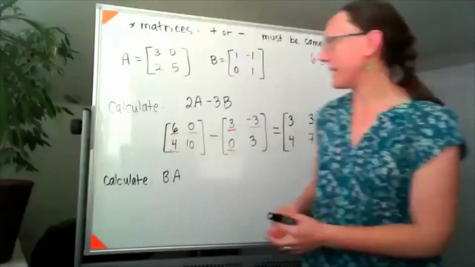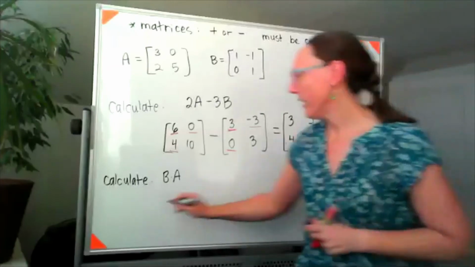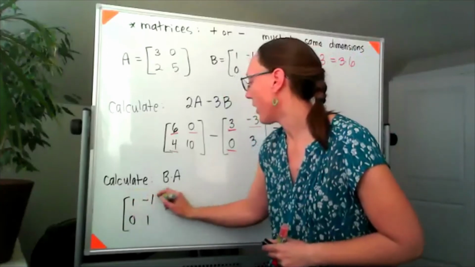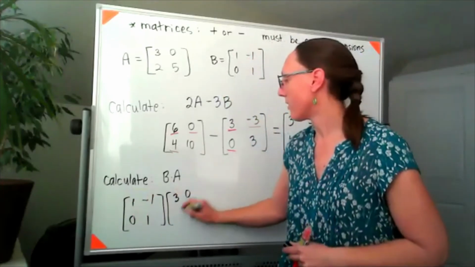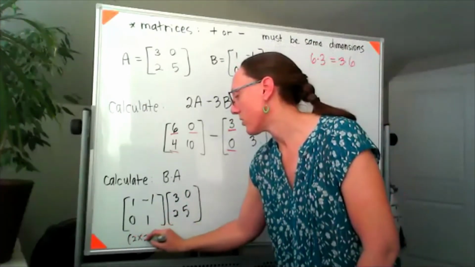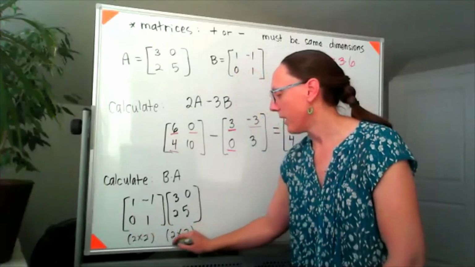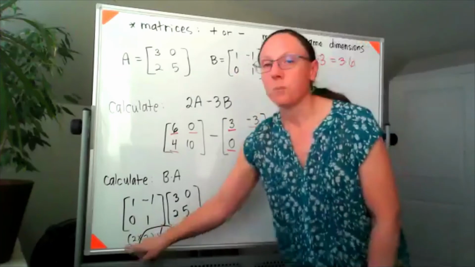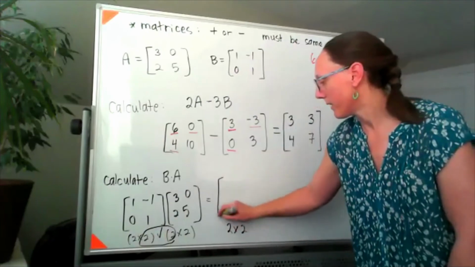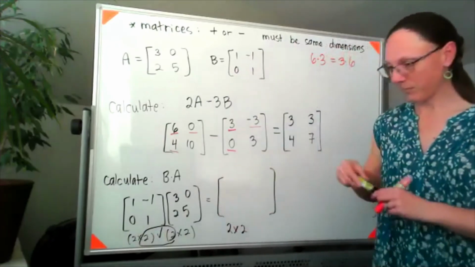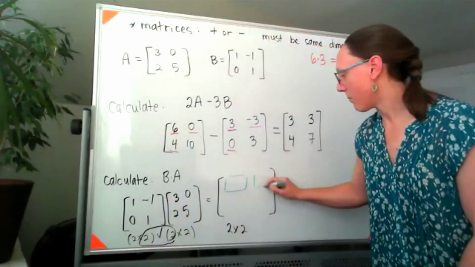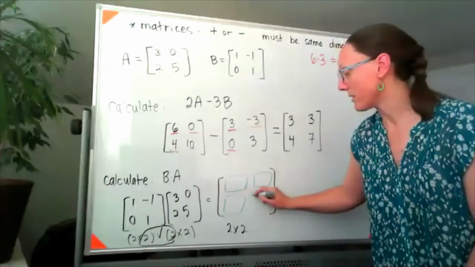So if I calculate B times A, that means I'm doing 1, negative 1, 0, 1 times 3, 0, 2, 5. So let's do a quick check to see if the dimensions will work out. That's 2 by 2, and that's a 2 by 2. My inner dimensions are the same, so my outside dimensions tell me that my final answer should be a 2 by 2. And I'm going to give myself sort of the same markers here, but this time I'm going to do more of the arithmetic in my head.